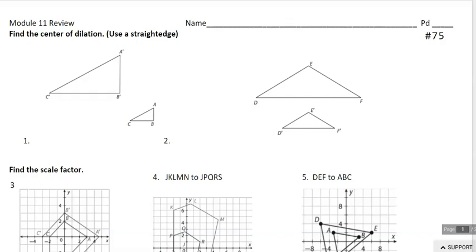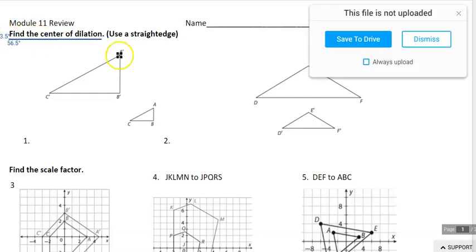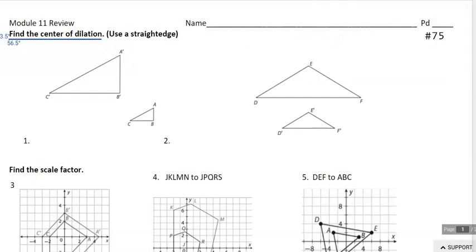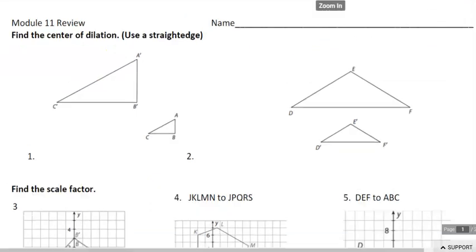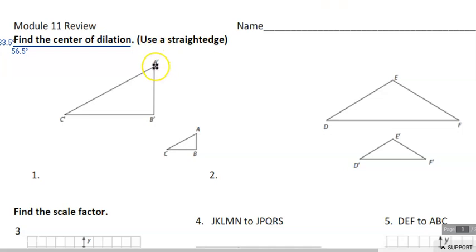All right, we're going to be doing the Module 11 test review right now. First, we're going to find the center of dilation, and you just need a straight edge in order to do this. The way you do this is you connect both images point by point together, but make sure you go through the same letter. So I'm running A and A prime through the same straight line.